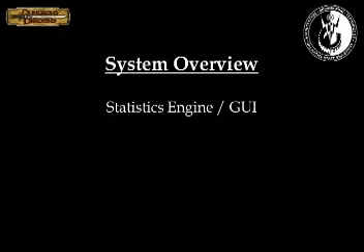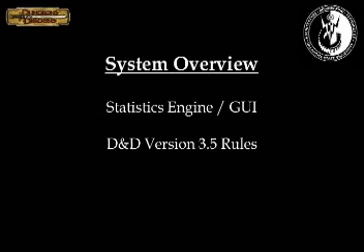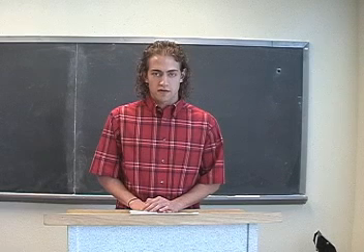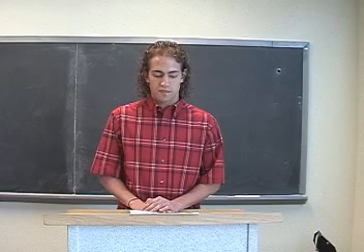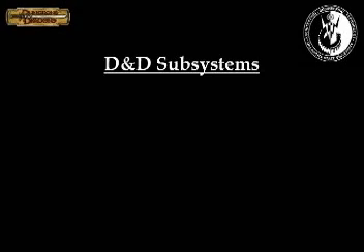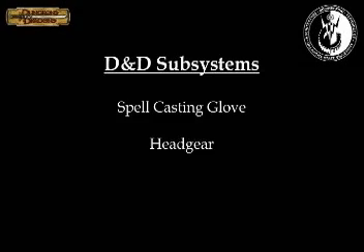Building upon a traditional laser tag style system, we created a new statistics engine with a graphical user interface that implemented the D&D rules in addition to designing new hardware that adds greater functionality to the system. This new system is comprised of 4 distinct subsystems, which will be described in greater detail. The subsystems include the spellcasting glove, headgear, trap, and statistics engine.